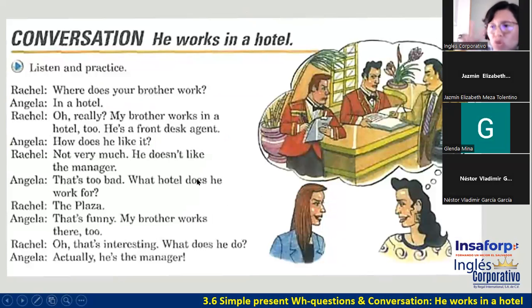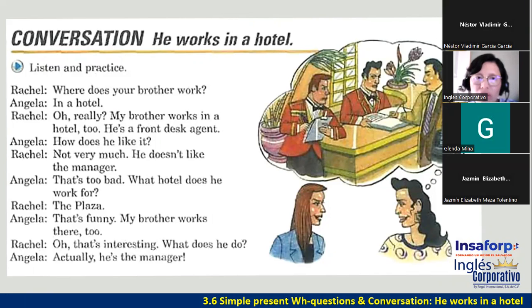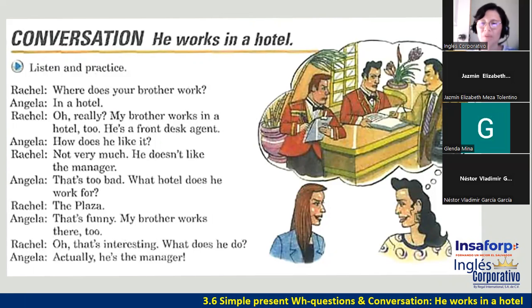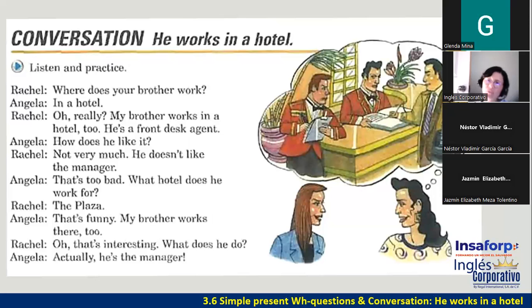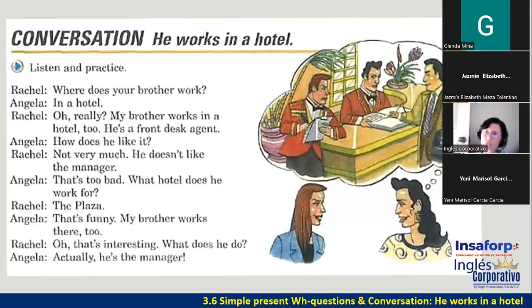So, can I have two volunteers to read the conversation? We have a conversation between two people. Nestor, thank you very much. And who else? And Glenda. So, Nestor, please comience usted y continúe Glenda. Y luego Jasmine me ayuda con tal vez Jenny. Okay.